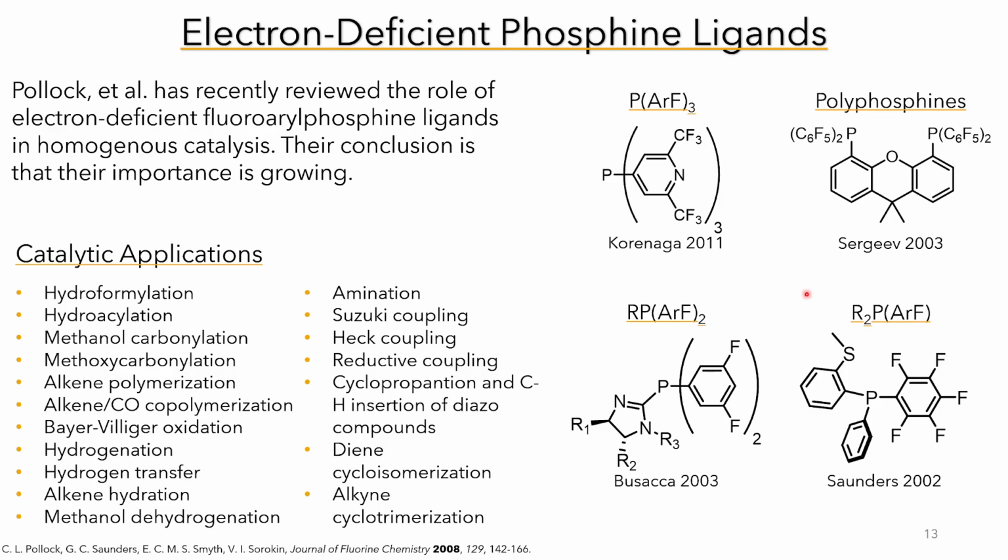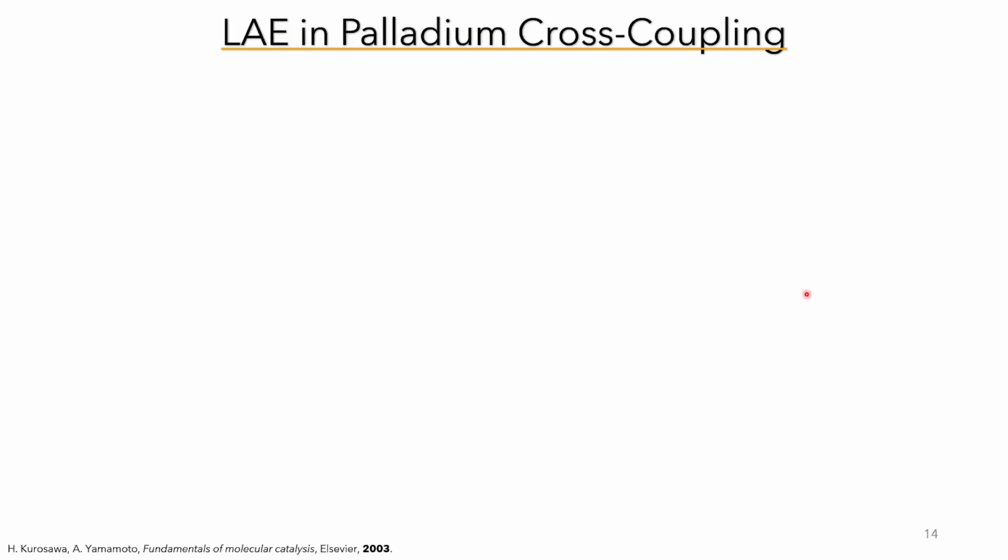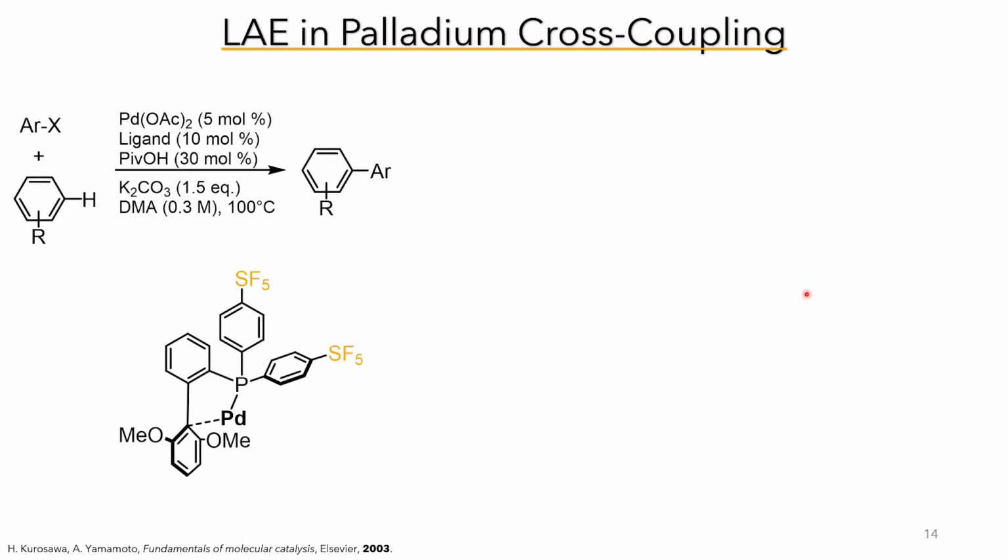So why is it that electron-deficient phosphines are more effective at this catalysis? Well, we can look specifically at the ligand acceleration effect in palladium cross-coupling. For example, if we were to cross-couple an aryl halide with this benzene ring, we can imagine a hypothetical electron-deficient phosphine ligand based on the Buchwald structure.